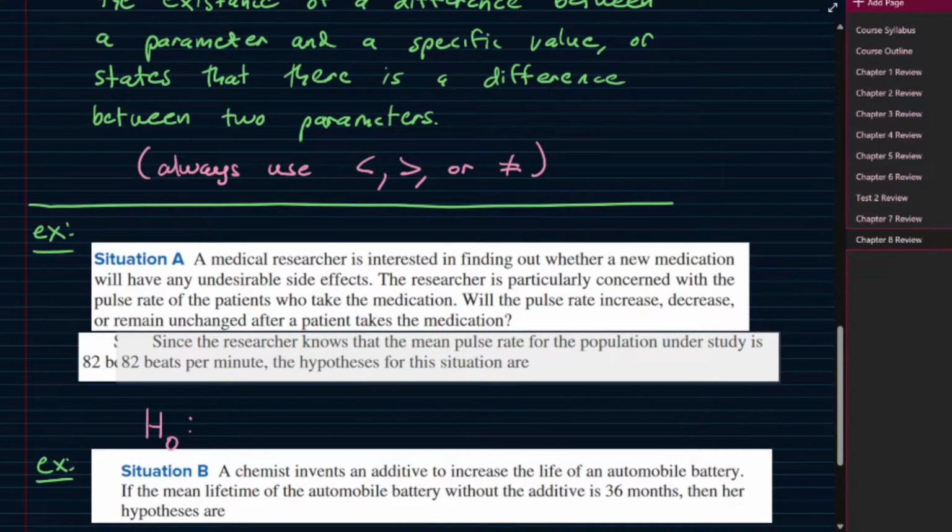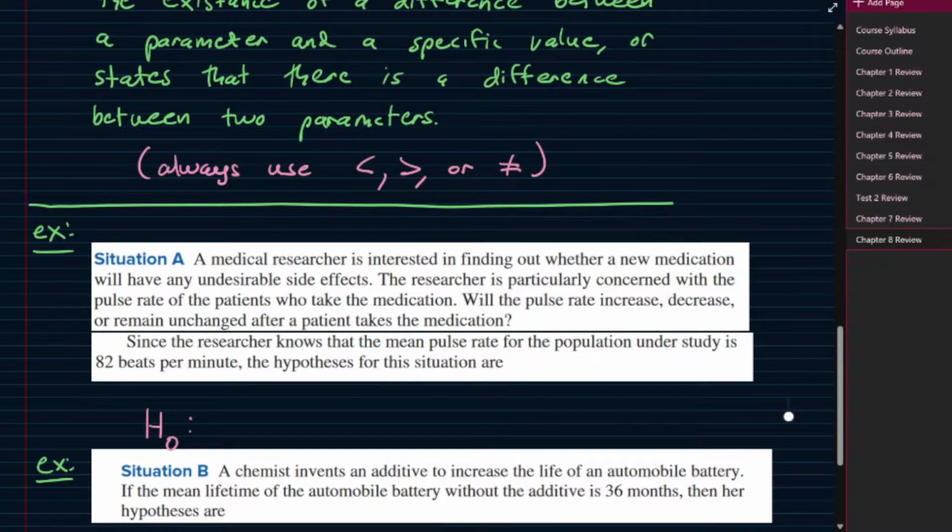There's this additional piece of information that I didn't have. So it says, since the researcher knows that the mean pulse rate for the population under the study is 82 beats per minute, what are the hypotheses? Well, the null hypothesis, what is our assumption? What's our base assumption? We're assuming that the mean pulse rate for the population is 82 beats per minute. It's a mean, so we know the symbol for mean of a population is mu, and it's supposed to be 82. So our null hypothesis is that mu, aka the mean, is 82.